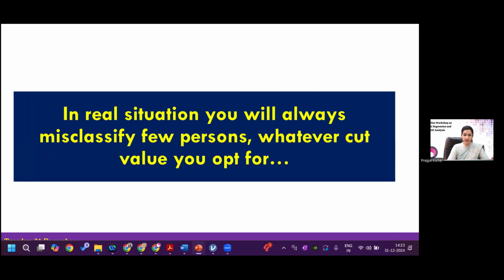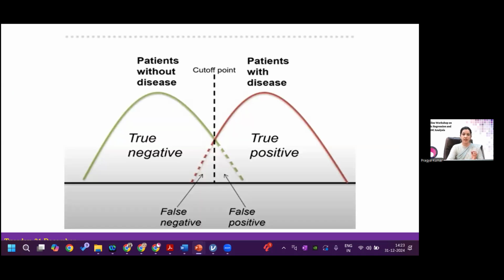So yes, that's not always possible, and in a real situation there will always be cases when I will be misclassifying a few people, whatever cutoff value I put. So there will always be cases of false positive and false negative. So this is again the graph of the overlap, which we have seen earlier.